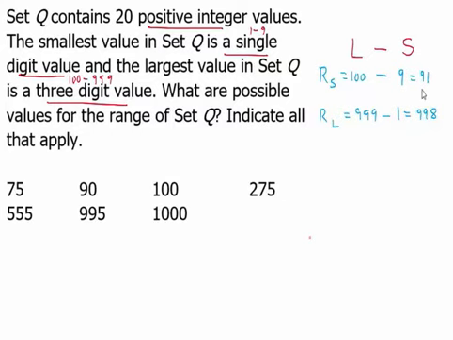So anything between these two numbers is a possible value for the range of set Q. And therefore the right answer choices are not 75, not 90, yes 100, 275, 555, and 995, not 1000.